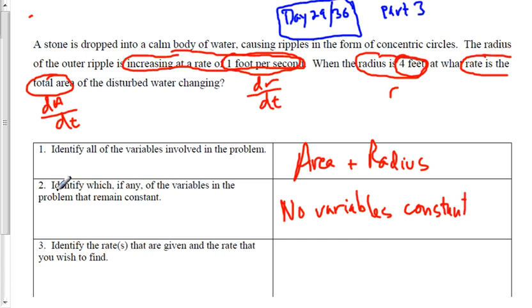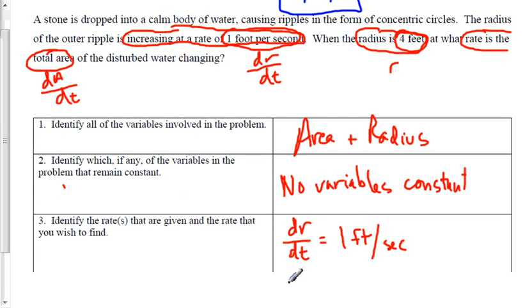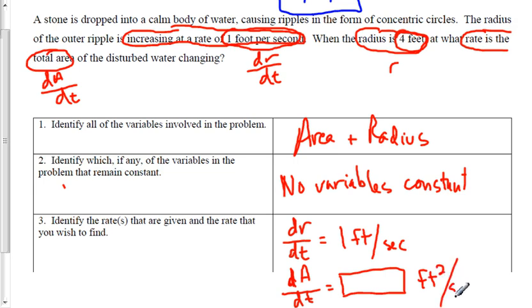Okay, and now identify the rates that are given and the rate that we wish to find. I know dr/dt, which is the rate at which the radius is changing with respect to time, is 1 foot per second. Let me go up so you can see the problem again. And which one are we trying to find? That's the very last one: at what rate is the total area changing. We don't know. Area is two-dimensional, so it's going to be square feet per second.